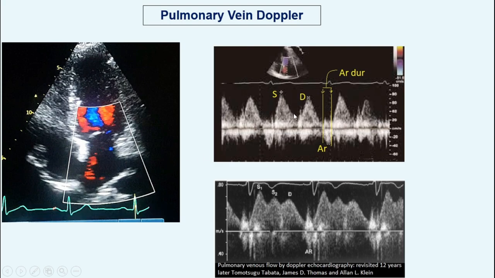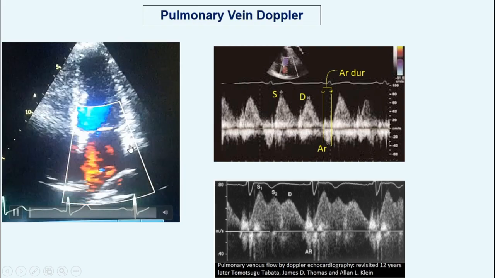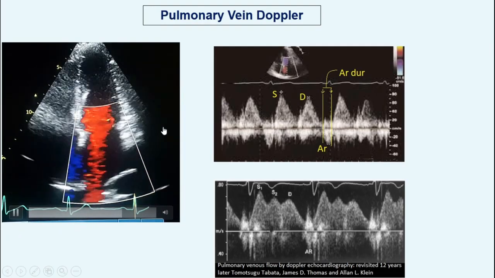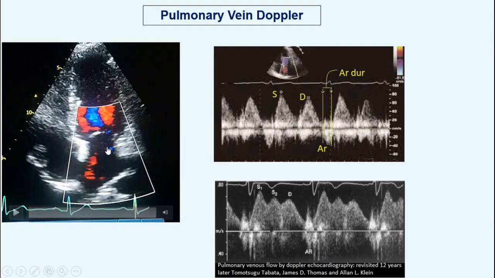During systole, as you see here, the annulus or base of the heart moves toward the apex, and so the left atrium elongates. With elongation of the left atrium, the pressure inside the left atrium decreases, and so blood goes suddenly from the pulmonary vein to the left atrium, and it gives us a positive shift as you see here, and we call it S, that represents the systolic phase.